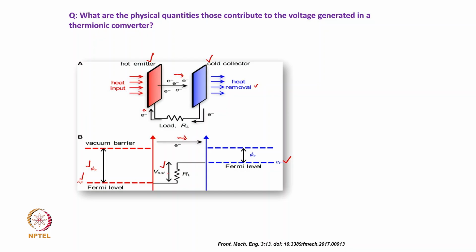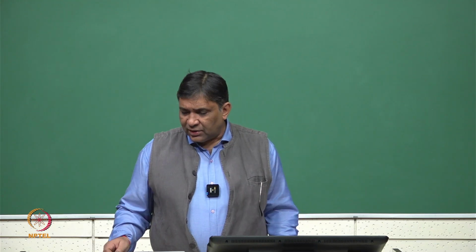This is the way we define the output voltage, and you can write very simply that e V out is equal to phi emitter minus phi collector. So, the voltage output of a thermionic device depends on the work function of the emitter and the work function of the collector. If the work function difference is large, then the voltage generated is higher.